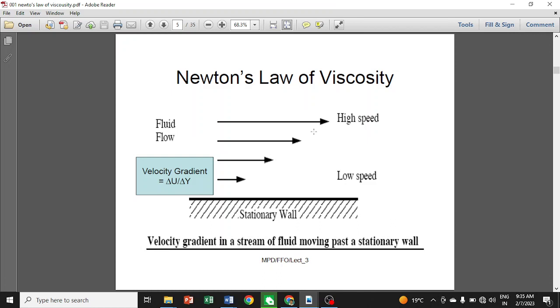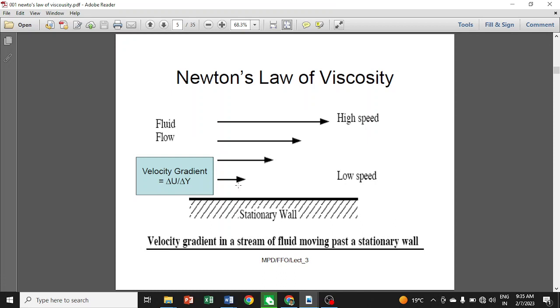According to Newton's law of viscosity, suppose there is a surface and above the surface there is a fluid in a flowing condition. The lower layer will move at a slow speed, and the upper layer will go at a high speed. What is the meaning of that?